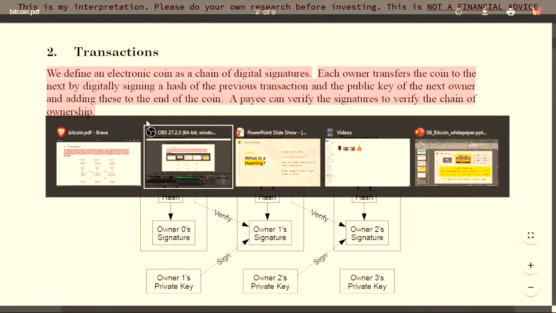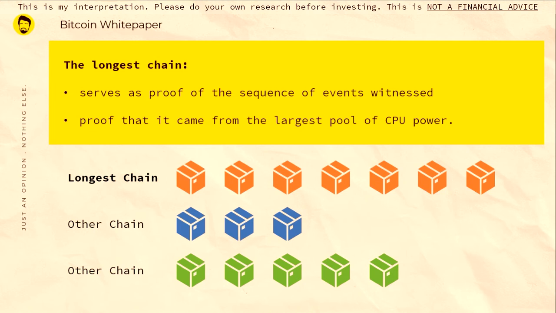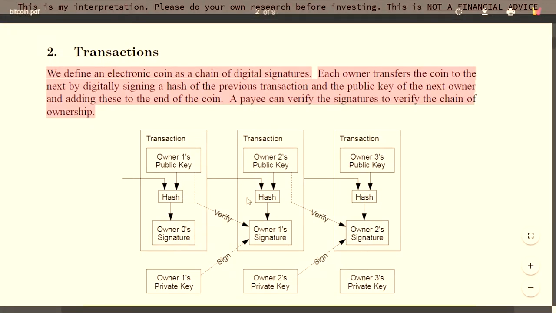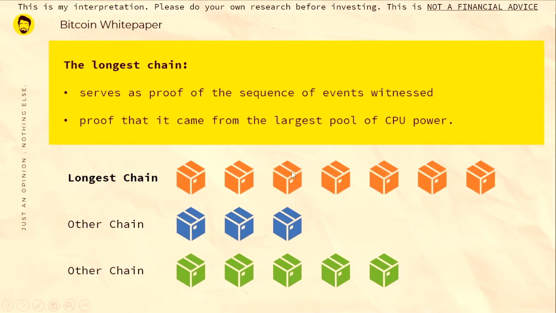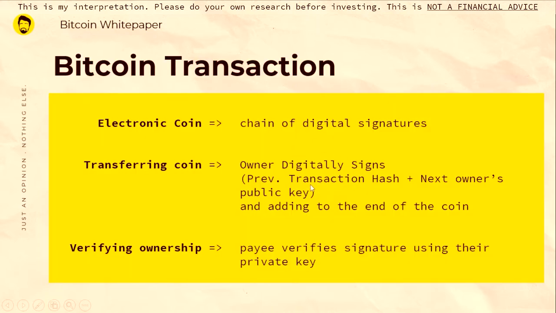I know it's slightly tricky, so I have prepared a slide. What it says is an electronic coin is nothing but a chain of digital signatures. Transferring a coin happens when the current owner digitally signs the previous transaction hash. So in this network, every block has a hash associated with it, and as it is showing over here, every block has a hash associated. Now the owner has to sign the previous transaction's hash along with the next owner's public key.